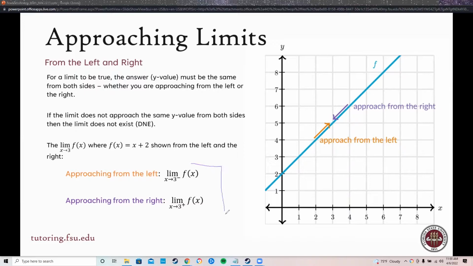Because we approach the value from the left-hand side, denoted by this little minus sign, and the right-hand side, denoted by this little positive sign, and saw that they both equaled 3. Therefore, in our last example, the limit existed.